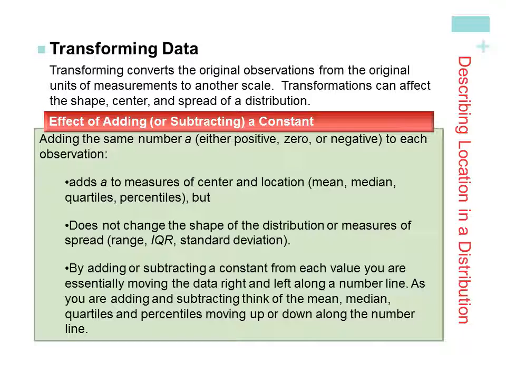By adding or subtracting a constant from each value, you're essentially moving the data right and left along the number line. So if we're moving it right and left, that makes sense that the mean's going to change, the median's going to change, the quartiles and the percentiles. But if I'm physically just taking my graph and moving it right or moving it left, it's not going to change the shape, okay? It's not going to change the range. The range is just from the highest to the lowest. If I move the highest and lowest along the graph, there's still the same distance between the highest and the lowest, along with the IQR and the standard deviation.